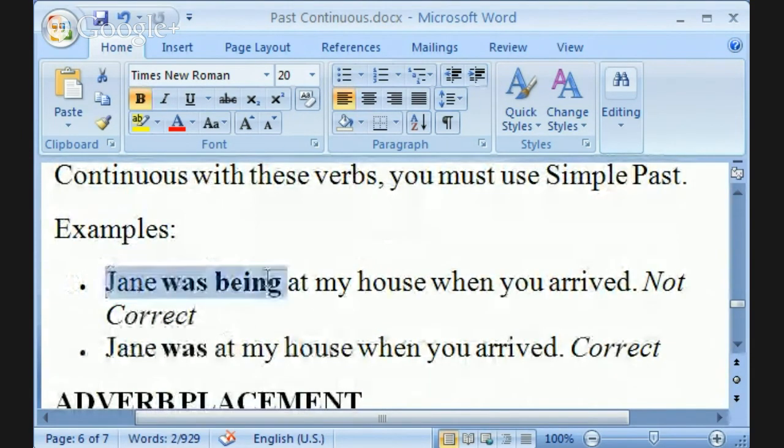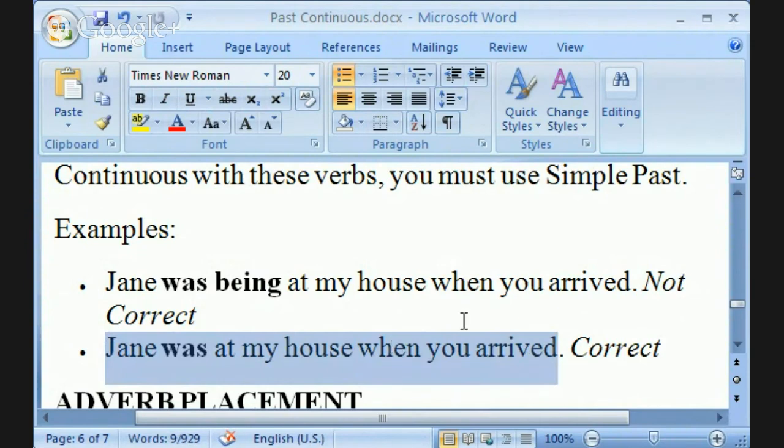This is wrong: Jane was being at my house when you arrived. That doesn't make sense. It's not possible. So you have to just use simple past. The idea is still there that she was probably there for a duration of time. It's just simply not possible to use a continuous tense for this meaning of the verb.